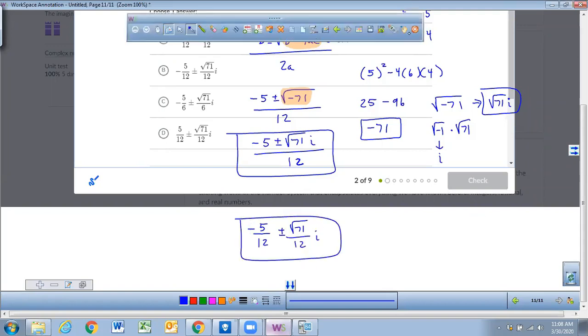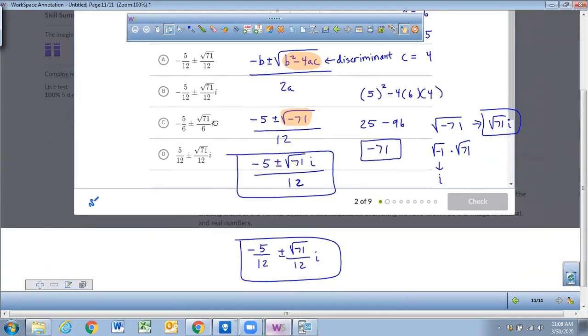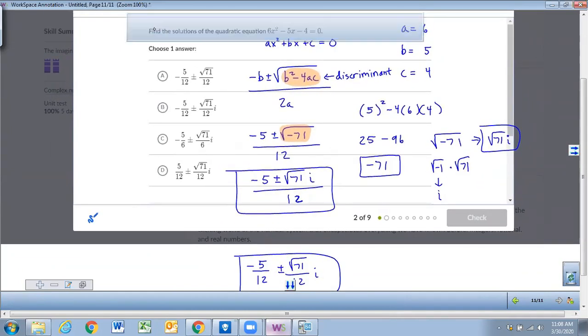All right, so let's take a look at our answer choices up here. See here, we got negative 5 over 12, plus or minus. I think B is going to be our best. Yeah, B is definitely our best answer for this particular case.